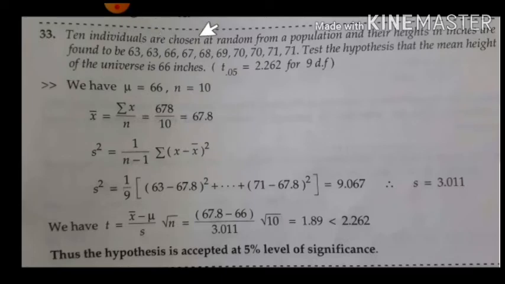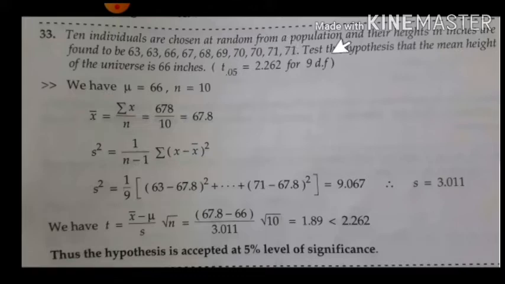10 individuals are chosen at random from the population and their heights in inches are found. So like this, 10 individual heights in inches they have given. Test the hypothesis that the mean height of the universe is 66 inches. So it is very easy for us to take a hypothesis.